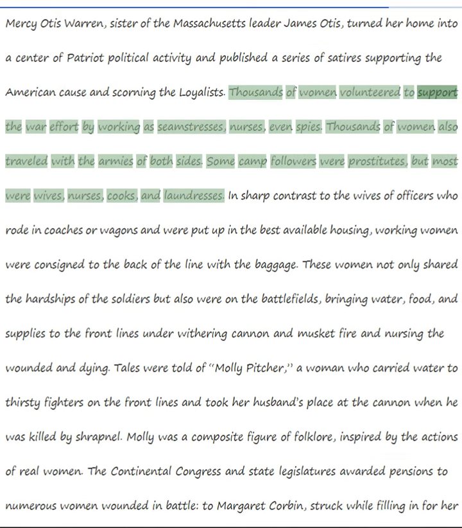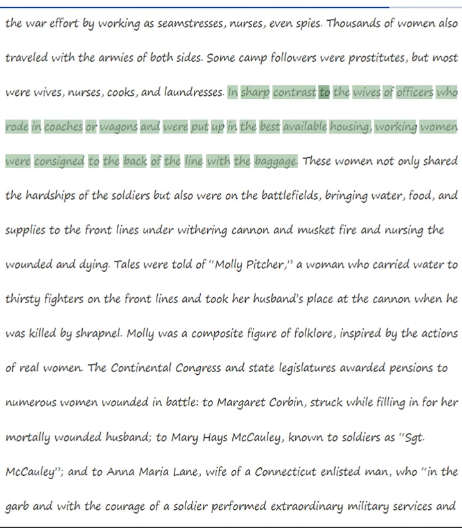Thousands of women volunteered to support the war effort by working as seamstresses, nurses, even spies. Thousands of women also traveled with the armies of both sides. Some camp followers were prostitutes, but most were wives, nurses, cooks, and laundresses. In sharp contrast to the wives of officers who rode in coaches or wagons and were put up in the best available housing, working women were consigned to the back of the line with the baggage.